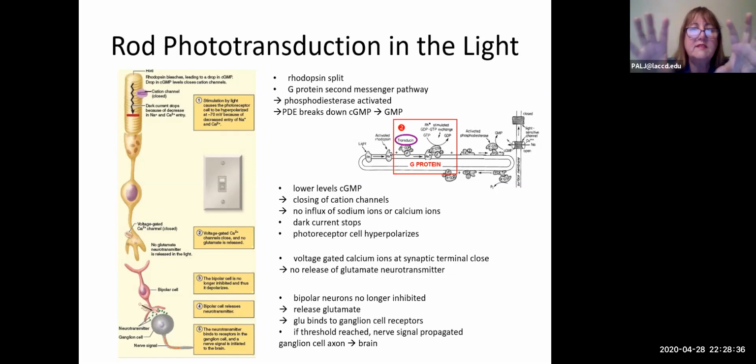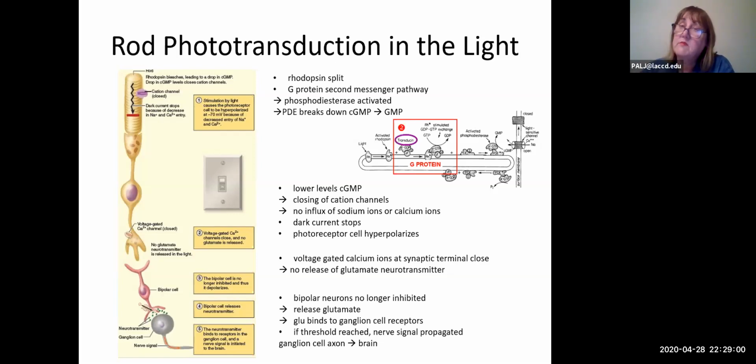So how is this going to happen? This involves a G protein. So with that bleaching reaction, we're splitting the rhodopsin, okay? So we've gone from the rhodopsin with the cis retinol to now we have the trans retinol and the opsin over there. Okay. That activates a G protein.